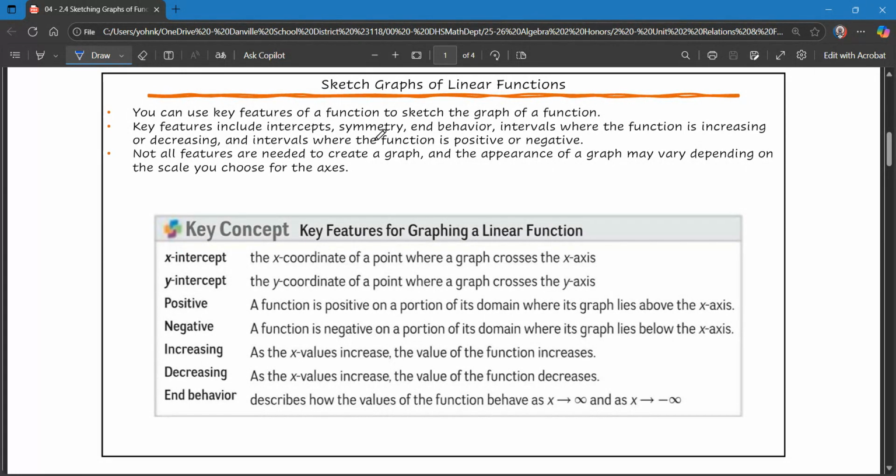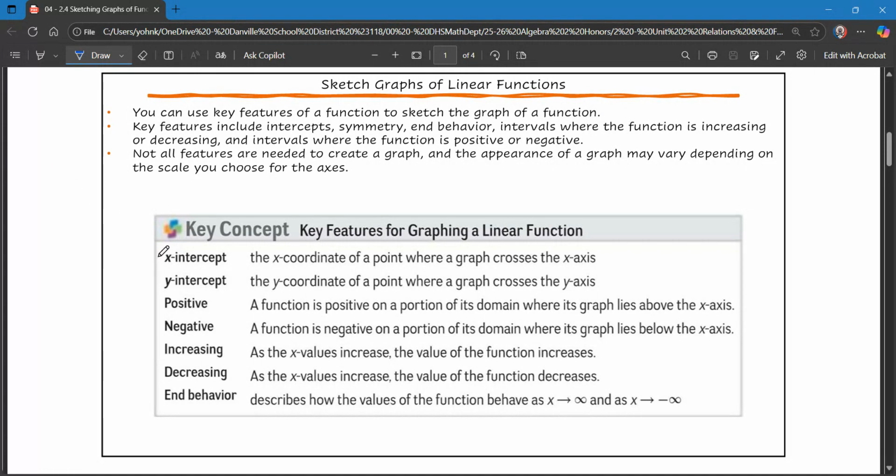These are things like intercept, symmetry, and behavior, things we've talked about, and then new things, intervals where functions are increasing or decreasing, where they're positive and negative. You don't need all of the features, every single little itty bitty piece, in order to draw a graph. The appearance of the graph could just depend on the scale that you use for the axes, so it's not supposed to be super accurate, but just a general shape.